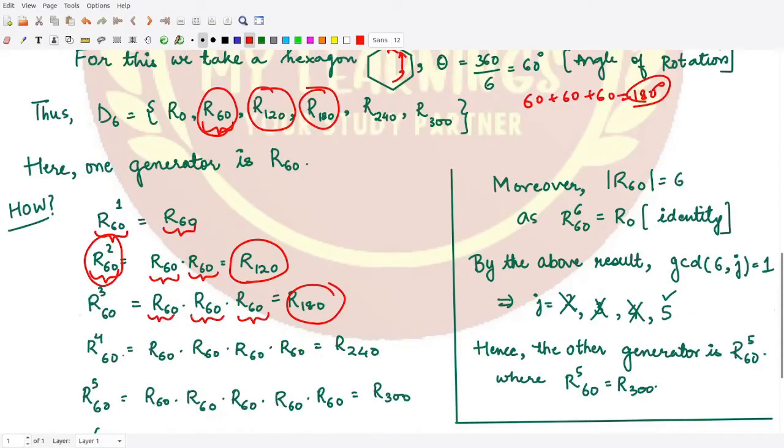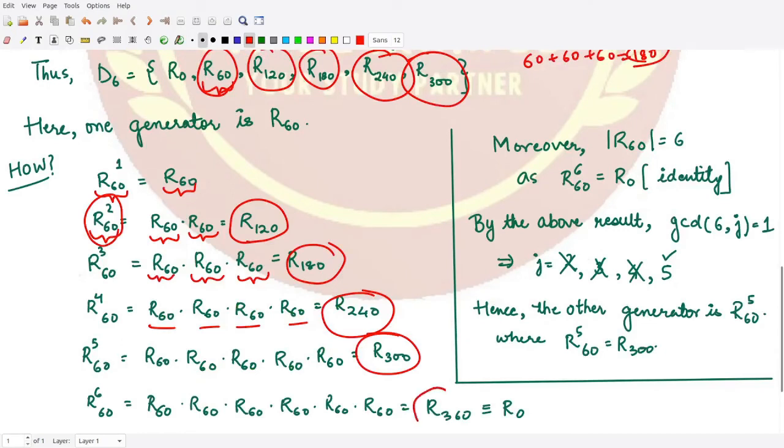Next, let's take the power 4. So we have to rotate the hexagon by 60 degrees 4 times, so that means we have R240 with us. So this next element is R240. Next we have to apply this operation 5 times, so this gives us R300. And when we rotate it 6 times, we would have R360, and R360 is basically R0 degrees, right?